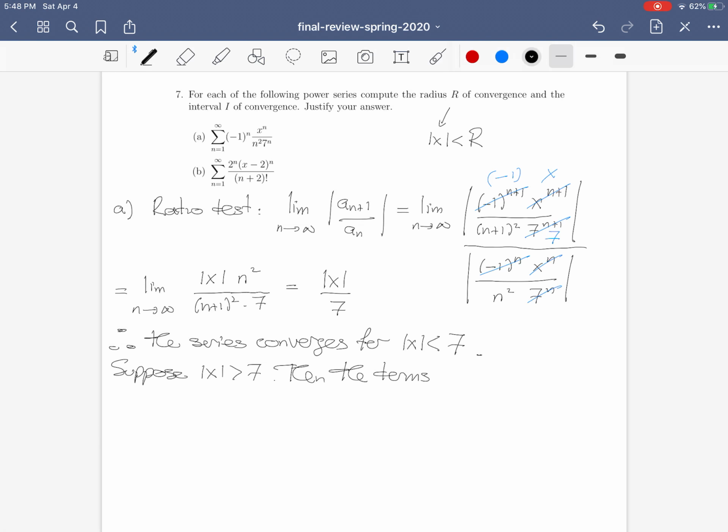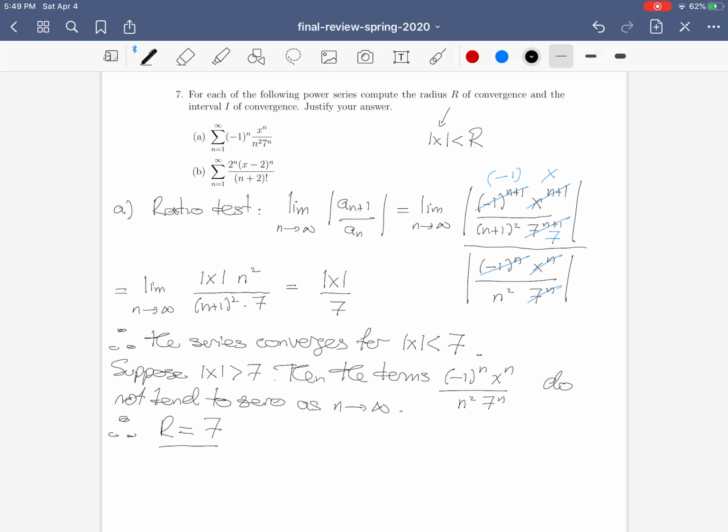Then the terms of the series, (-1)^n x^n divided by n^2 7^n, do not tend to 0 as n tends to infinity. So therefore, the series does not converge. And therefore, we deduce that the radius of convergence is equal to 7. So that tells us the radius of convergence.